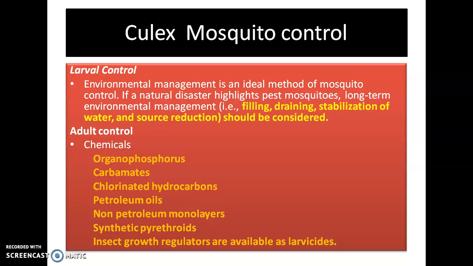Then how can we control the adults? Adults can be controlled by chemical methods, that is, different kinds of chemicals like organophosphorus, carbamates, chlorinated hydrocarbons, petroleum oils, non-petroleum monolayers, synthetic pyrethroids, and insect growth regulators, which are available as larvicides. So by these methods we can control the Culex mosquito.